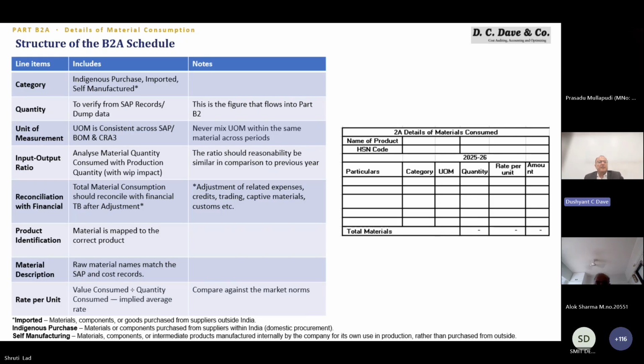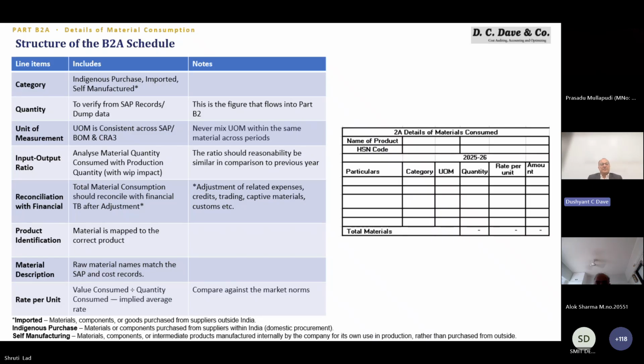I'll just cite one practical case study here. A pharmaceutical company, for example, reported material consumption increased by 20%. Production increased by only 3%. The investigation revealed that expired raw material had been written off during the year. So actually there was no extra raw material consumption. The input-output ratio, everything was fine. But the expired raw material had been written off and shown under raw material consumption. So it suddenly showed that material consumption increased by 20%. Without understanding the reason, one could incorrectly conclude that manufacturing efficiency had deteriorated greatly.